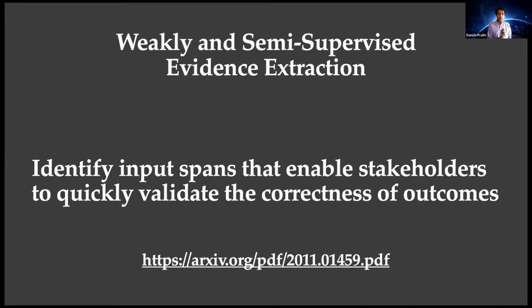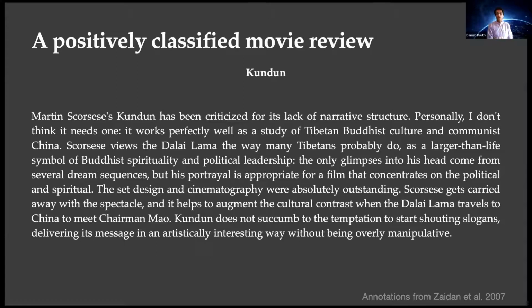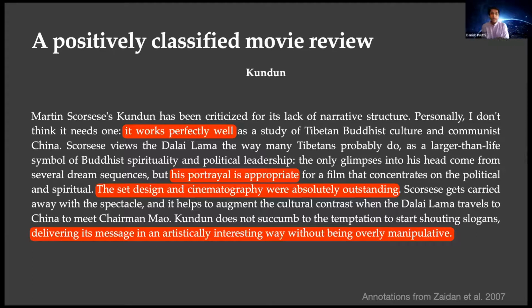I'll give you a few examples. Let's say this is a movie review. I can read the whole movie review and make a decision whether I want to go watch the movie or not, or I can just see this. This movie review was classified as positive, and looking at the highlighted spans, it looks like this was actually a positive movie where the cinematography was outstanding, the message was artistically interesting, and so on. So I don't need to read the whole review because the evidence is compelling enough. If the evidence is not good, I'll have to go back and read the whole thing.